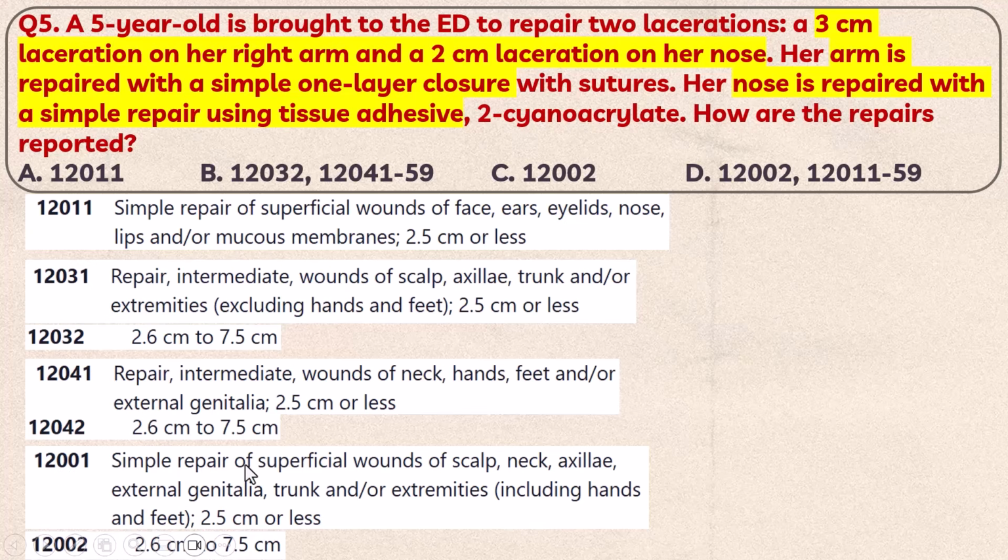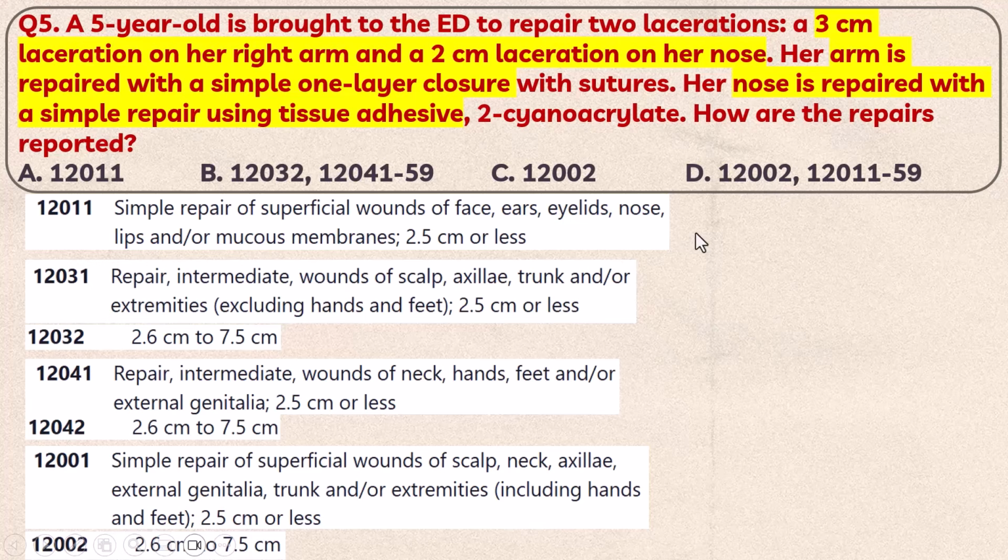12,001, that is simple repair of superficial wounds of scalp, nail, neck, axilla, external genitalia, trunk or extremities, including hands and feet, 2.5 centimeter or less. In our case, the right arm laceration is 3 centimeter. So 2.5 or less, you can use the 12,001. If it is more than 2.5, you can use the 12,002. That is 2.6 to 7.5 centimeter. In our case, the hand laceration is 3 centimeter. So you can use this code. So the correct answer will be 12,002 and 12,011.